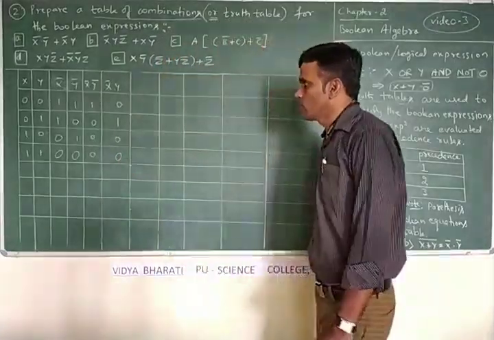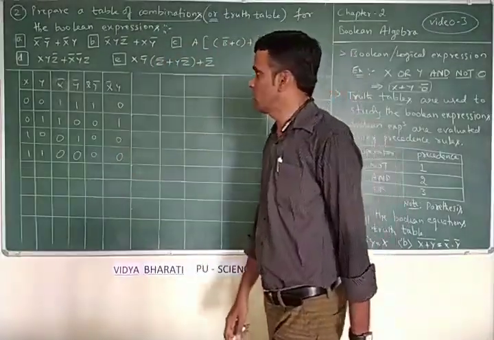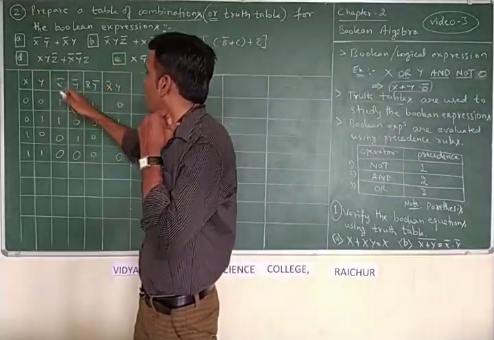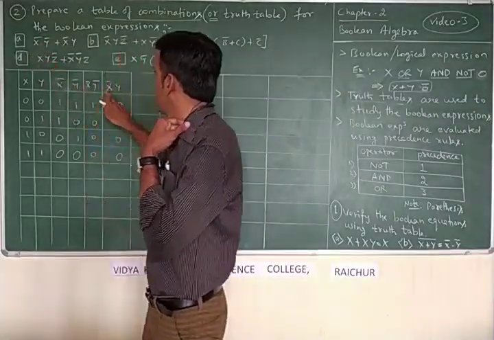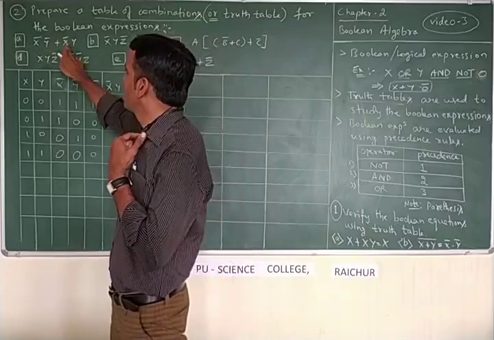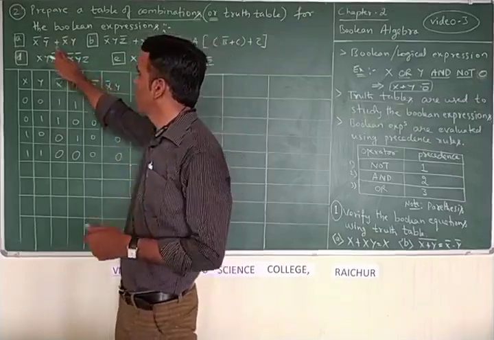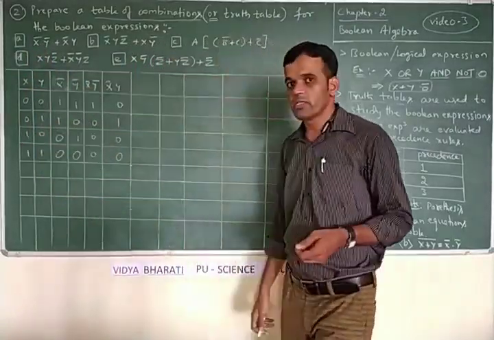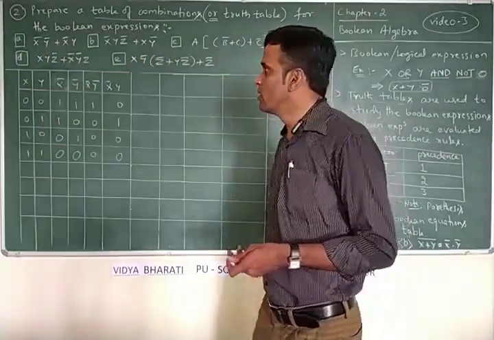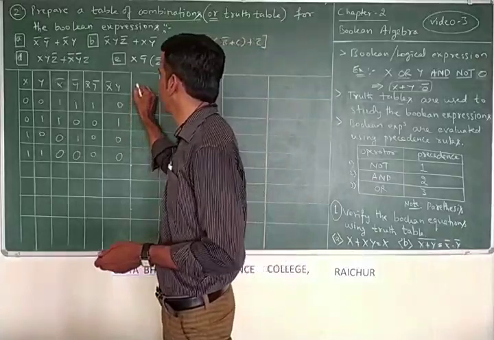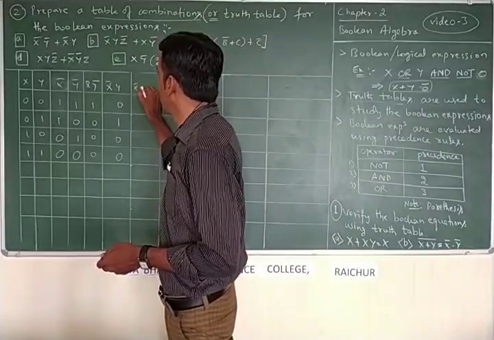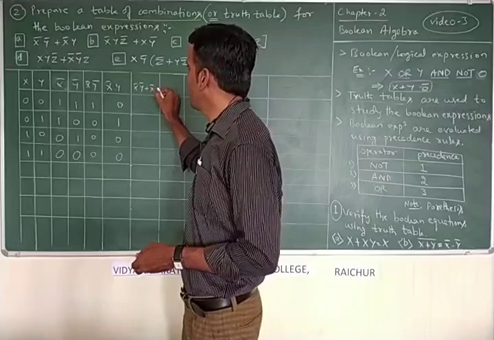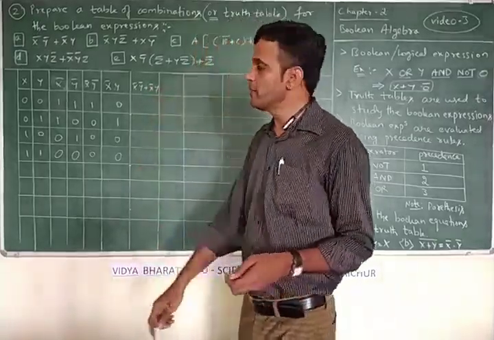Okay. So still we have not solved the complete expression. The complete expression is this one. Now we have x bar into y bar here and x bar into y here. Now we can go for the last operation, OR. So we are following the precedence rules. Now we will go for this x bar y bar plus x bar y.